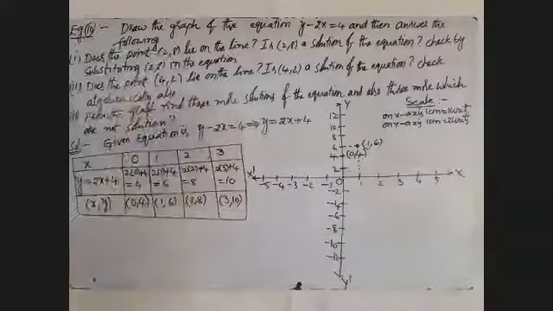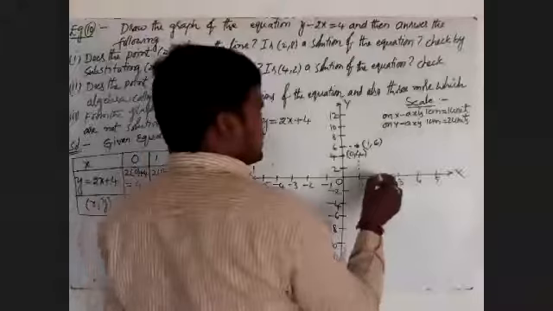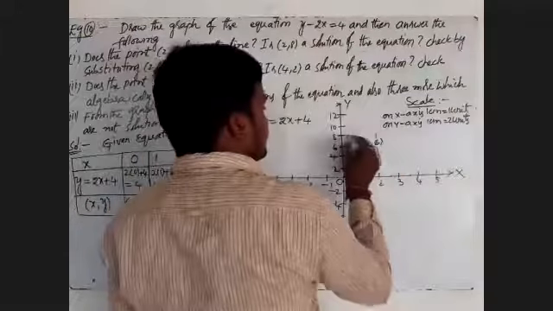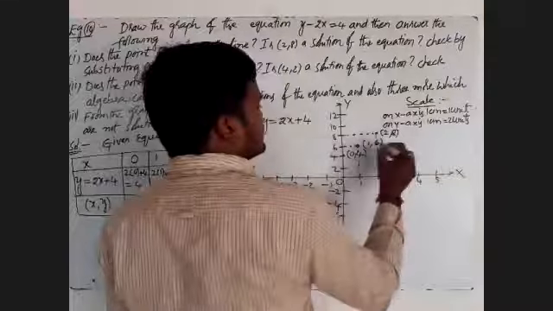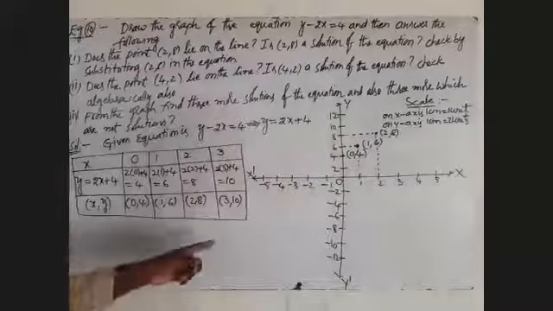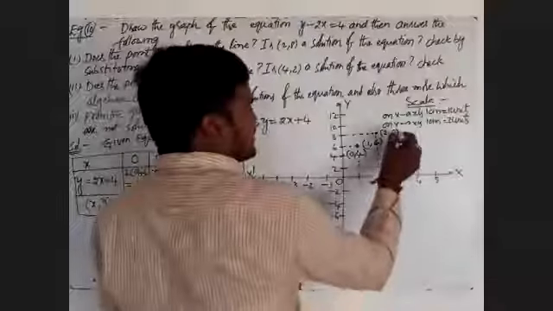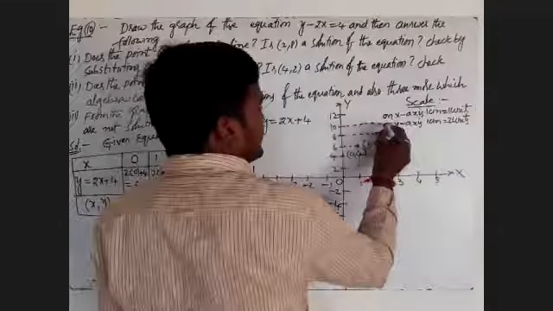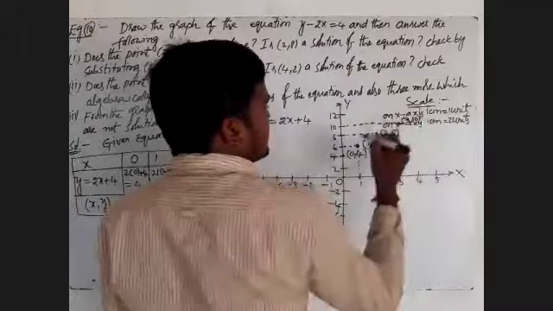After that we will take the next point, that is 2, 8. On the x coordinate we take 2, and the y coordinate we take 8. That is the point named 2, 8. After that we take the point 3, 10. On the x coordinate we take 3, and the y coordinate we take 10. That is the point named 3, 10.